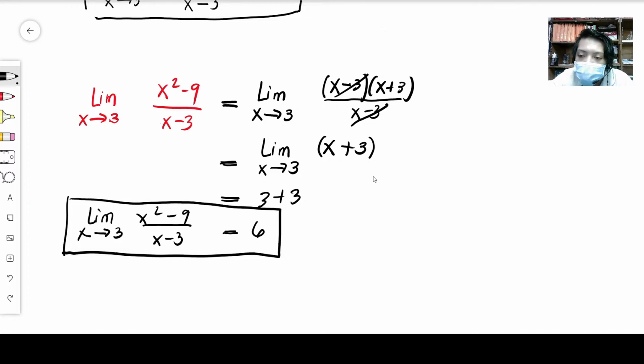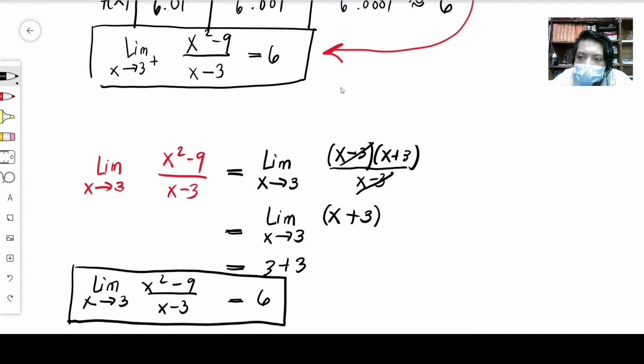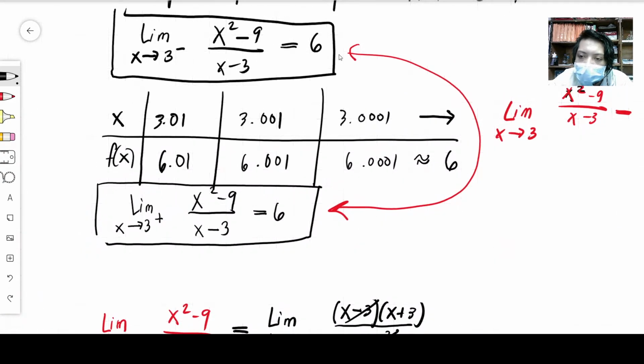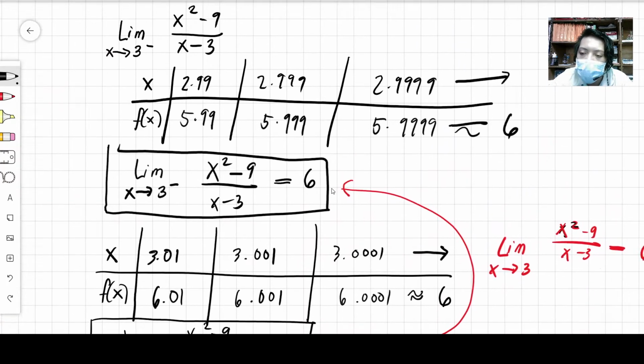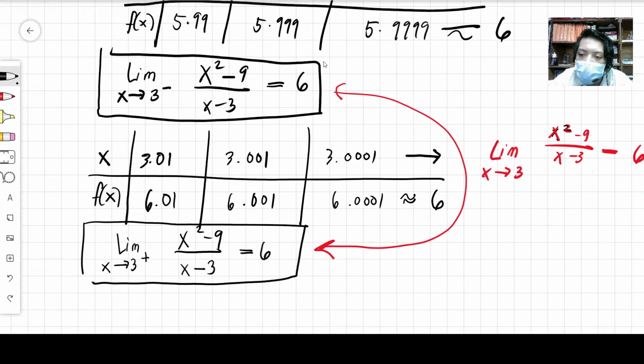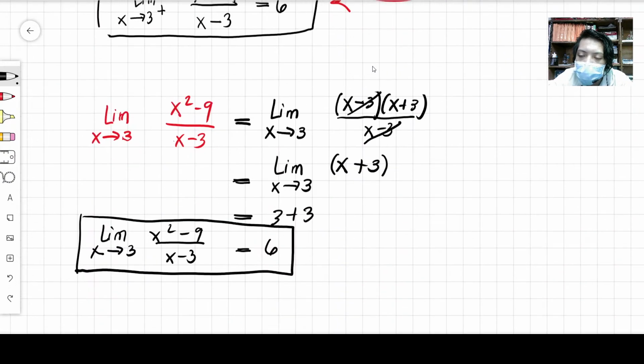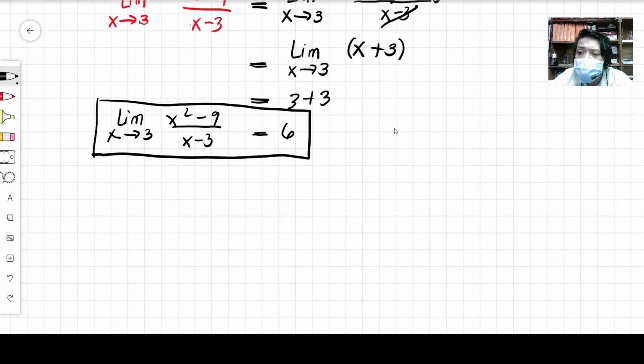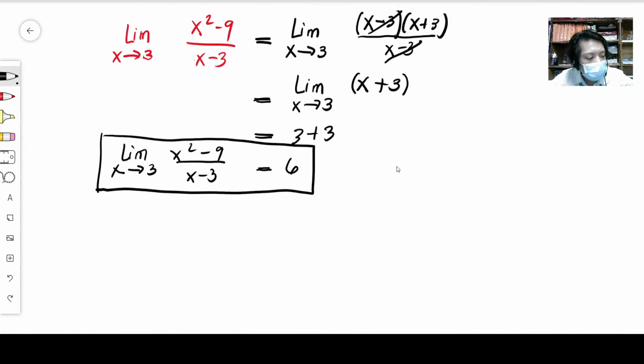Some of you might ask, sir, this works, so why do we still need to learn how to solve using the table of values if there is a work around? Because some functions, for example, you cannot cancel out. Some functions are not rational, they are irrational functions. When you are dealing with an irrational function, you cannot cancel out a common factor. Example.